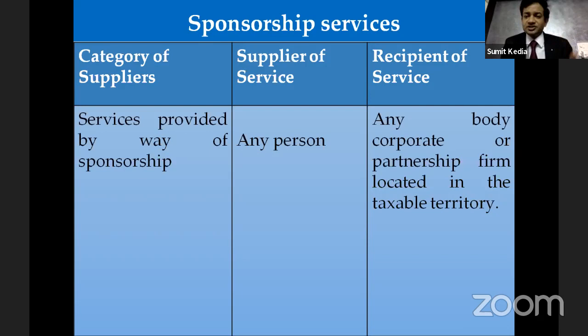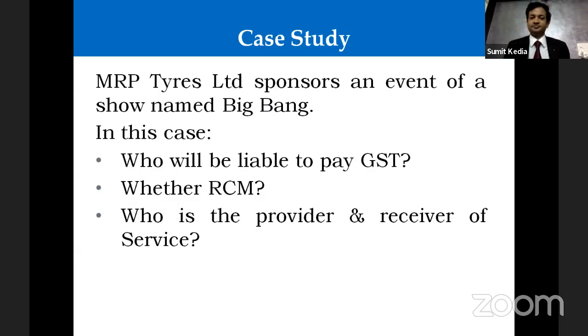Here, please notice the supplier of service can be any person. The supplier can be a body corporate also. It all depends on who is the recipient of service. Because sometimes they say supplier should be so and so, recipient should be so and so. Sometimes they say supplier should be so and so, recipient can be any person. Here they say supplier can be any person, but recipient should be so and so. So we have to be careful about what criteria are specified for qualifying it to be an RCM transaction.